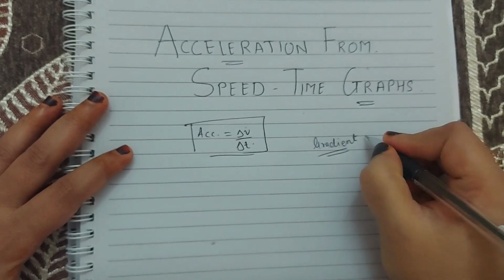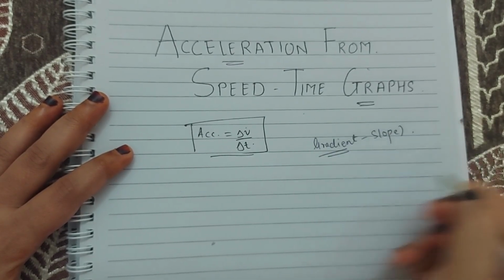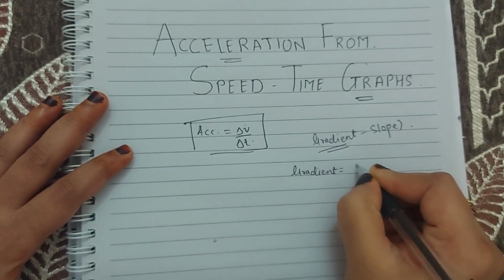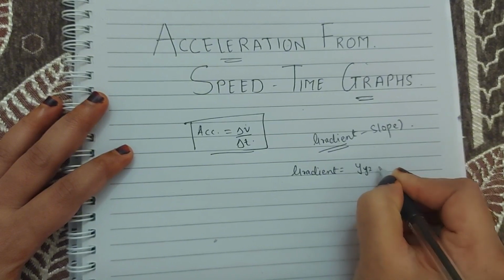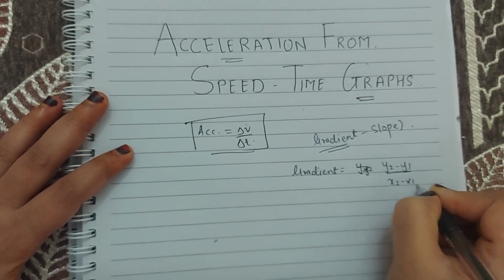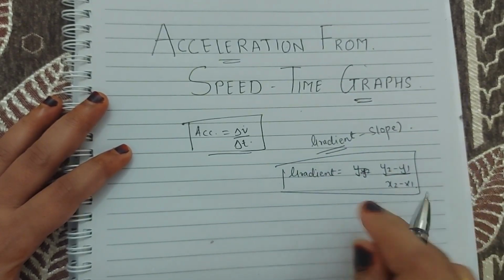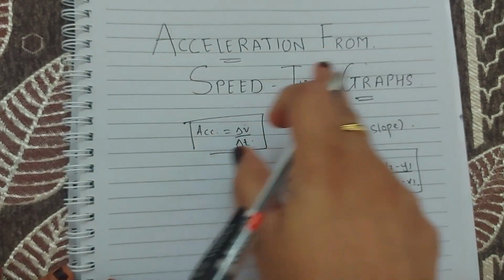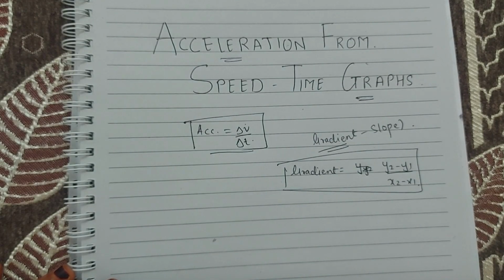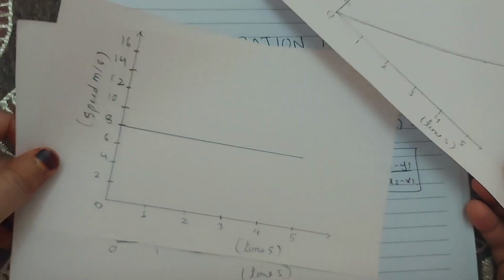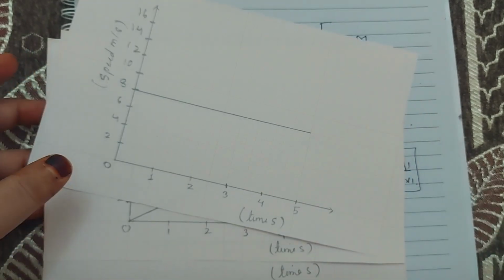Now what is gradient? Gradient is nothing but slope. What is the formula for gradient? If you want to find the gradient of any graph, there is a simple formula: y2 minus y1 upon x2 minus x1. So by using the gradient of the speed time graph, we can calculate acceleration. Here we have taken three different graphs, as you can see, and we'll find out the acceleration one by one. Okay, let us start.